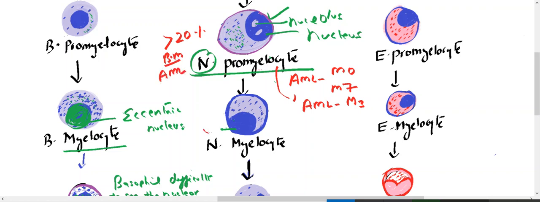So these cells are not maturing, they are stopped here. So we give what is called vitamin A, okay? So vitamin A or retinol or transretinoic acid is given to mature these cells, okay? So that's an important concept again, okay?